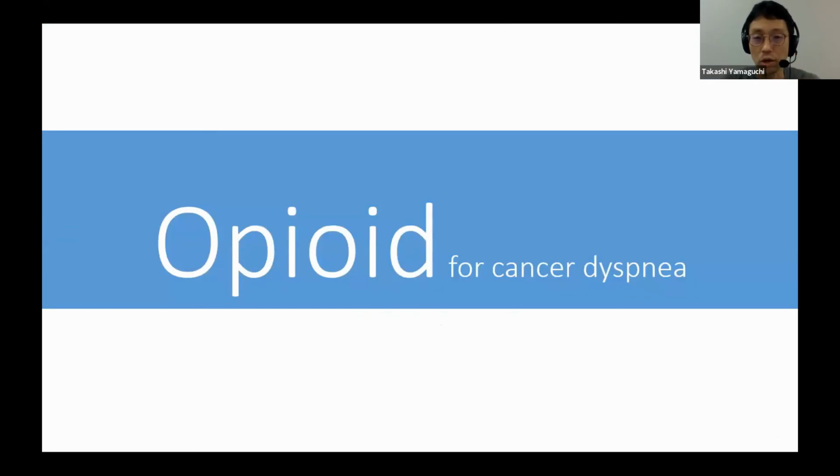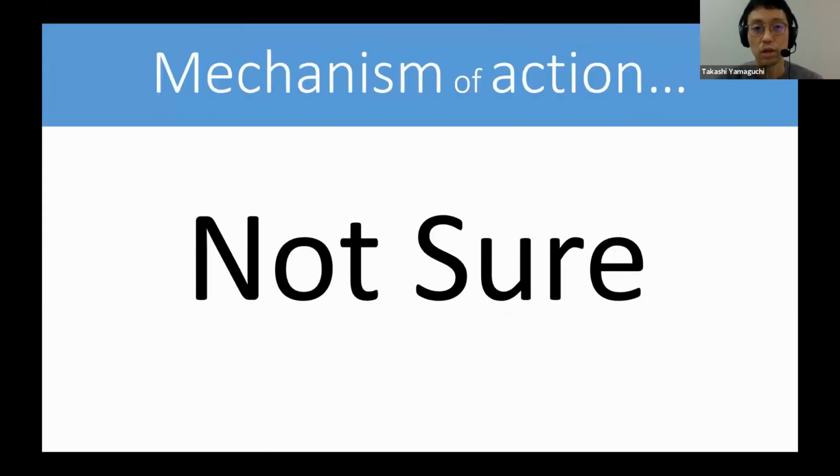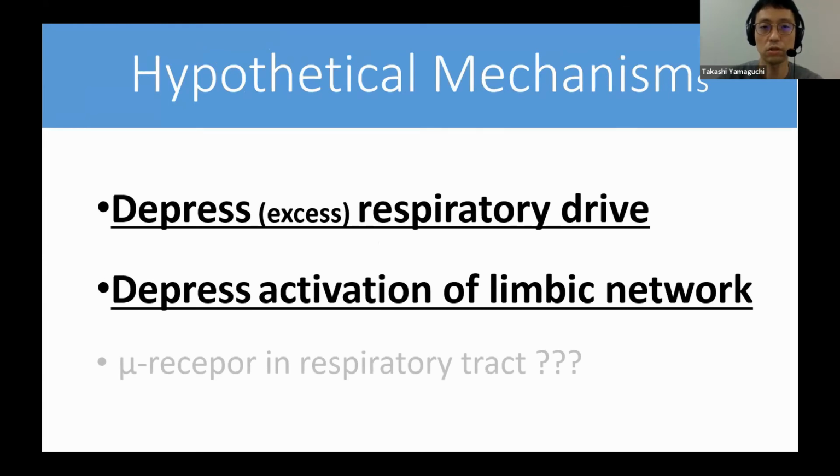And next, opioids. The opioid is thought to be the mainstream of the palliative treatment for cancer dyspnea. But at this moment, the mechanism of action of opioids for dyspnea is not sure. So the hypothetical mechanisms of opioids for dyspnea are depressing the excess respiratory drive and depressing the activation of the limbic network.